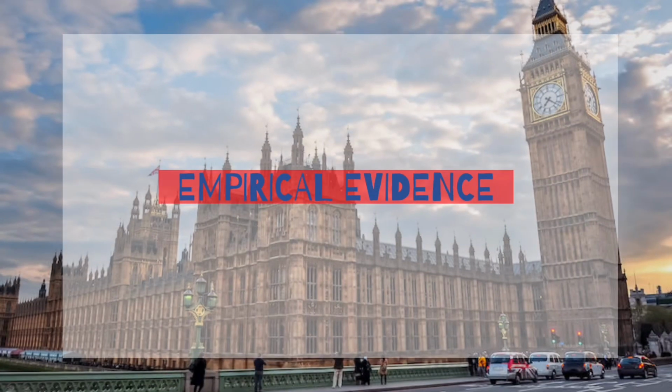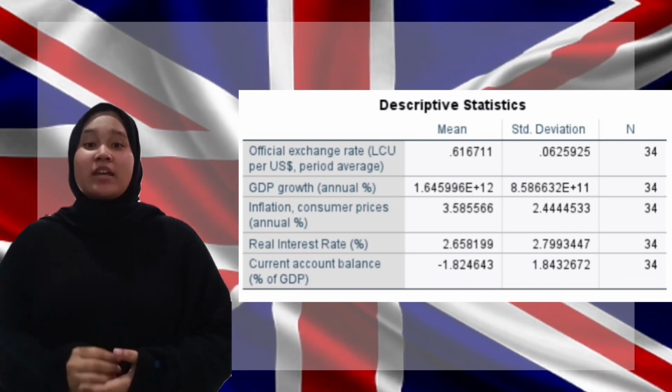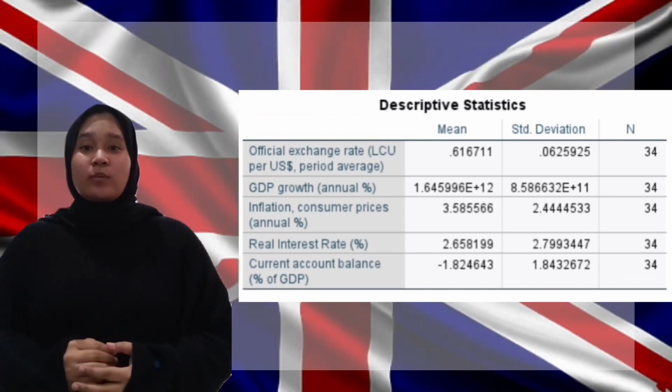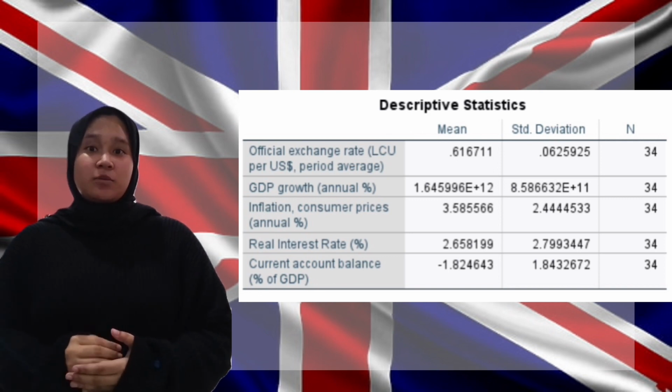The table shows the descriptive statistics for the Great Britain pound. The data collected is for 34 years. We can see that the highest mean is inflation with 3.5856, while the lowest mean is the current account balance of GDP with negative 1.8246. As for standard deviation, the highest is GDP growth with 8.5866, while the lowest among the factors is the exchange rate with 0.0626.